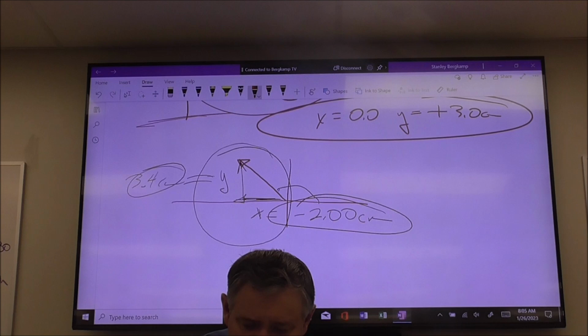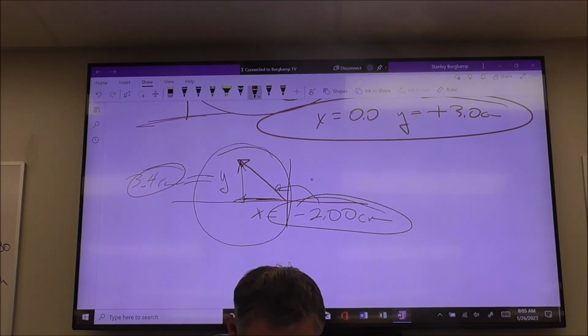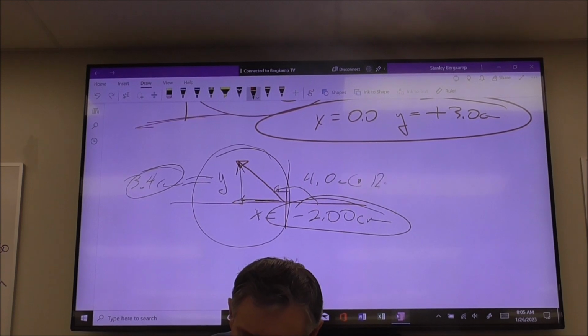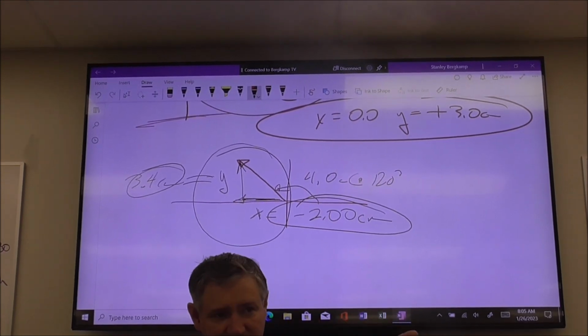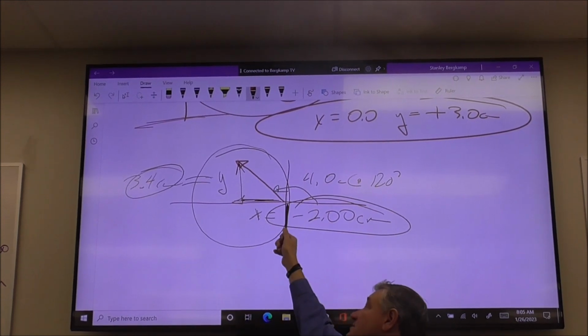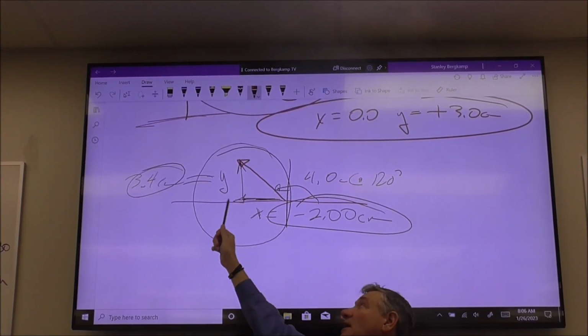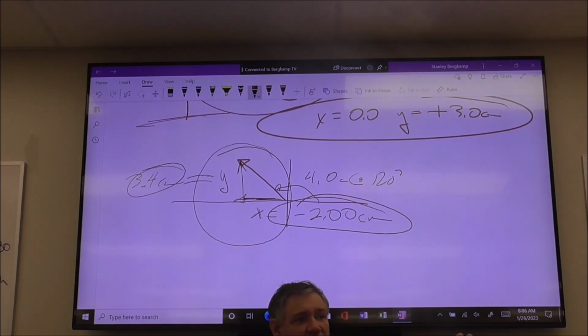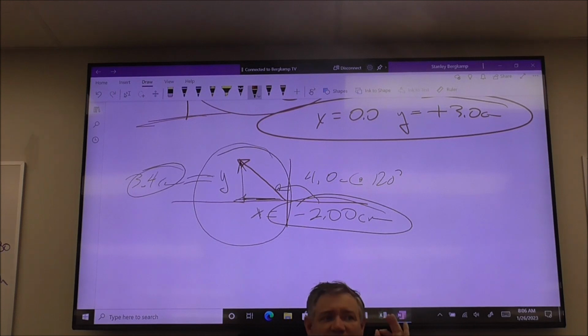I could either tell Jack to go 4 centimeters at 120 degrees. Okay, that's an option. Or I could tell him to walk out 2 centimeters and then turn and go up 3.4 centimeters. In both situations, he's going to end up at the exact same point. All we're doing is just changing the system.